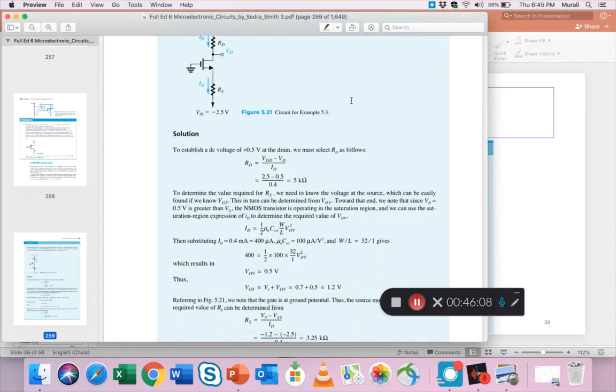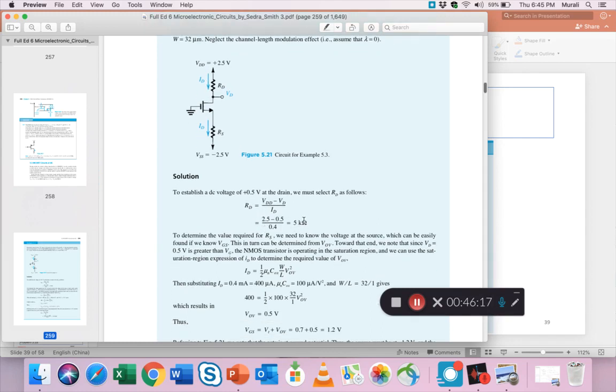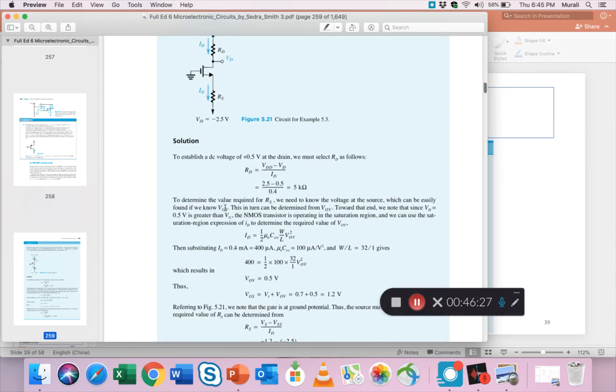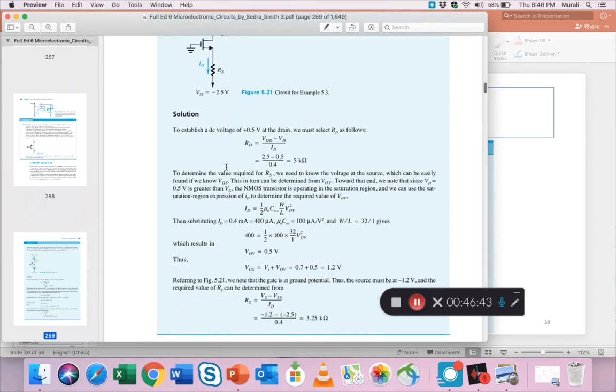Okay, so how does he solve it? For RD, by now you should know that the technique to use is our simple KVL equation, and he comes up with 5K. To find RS though, it's a little more difficult, and we need to know the voltage at the source, which can easily be found as VGS. So we know this, but we don't know the voltage at this point, right? If we knew this, then we can find RS. But we can find this because we know this, and this is at ground. So there's another way to find that, right?